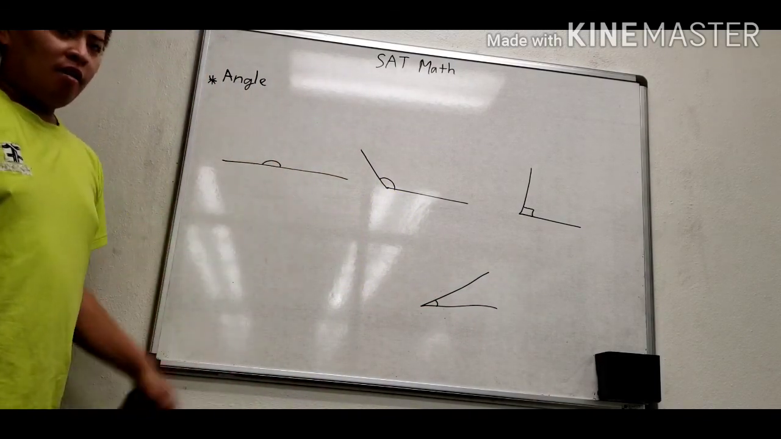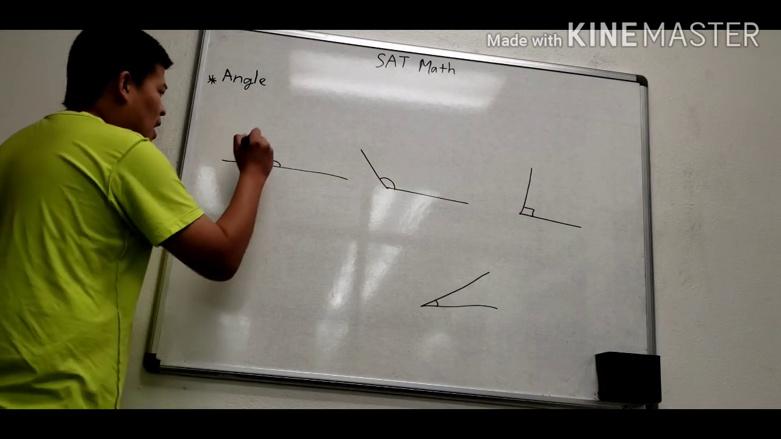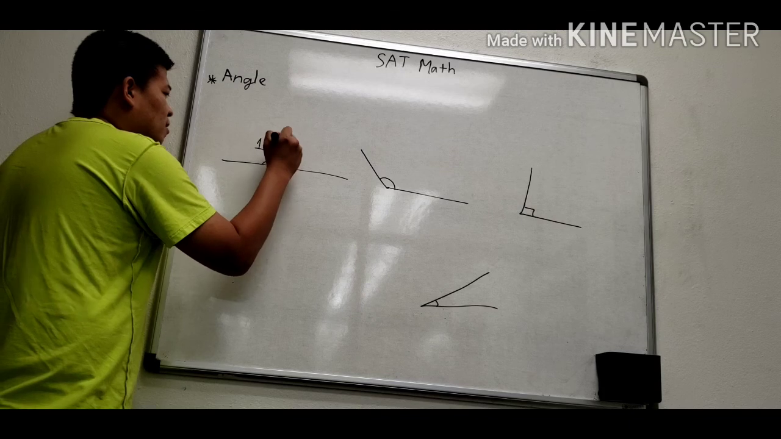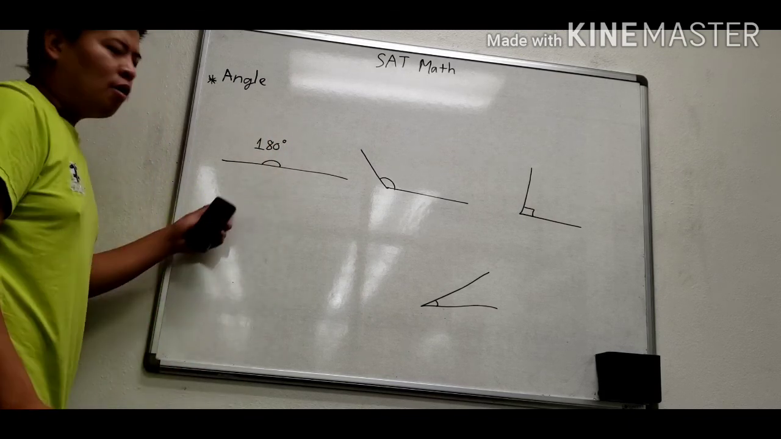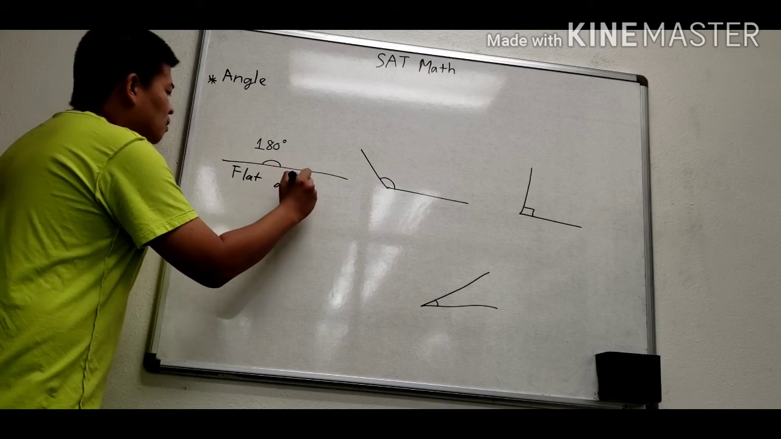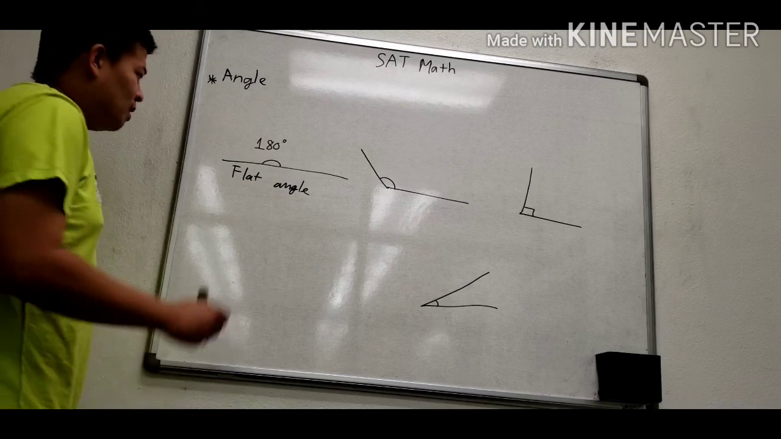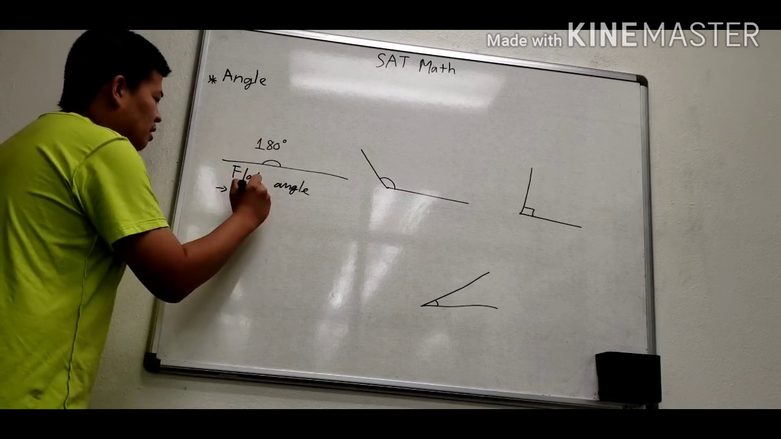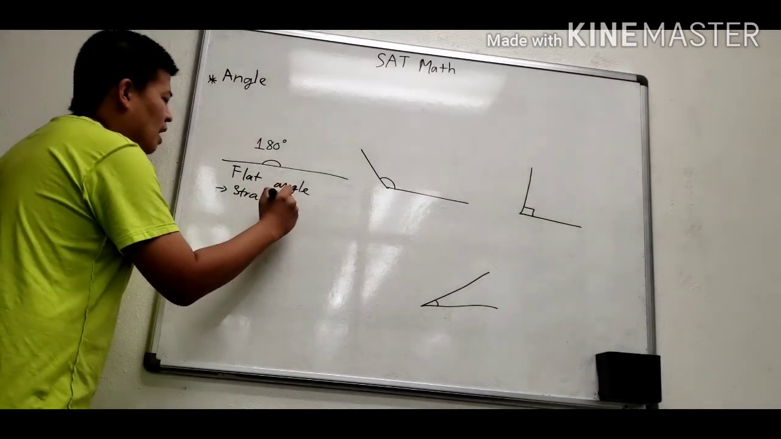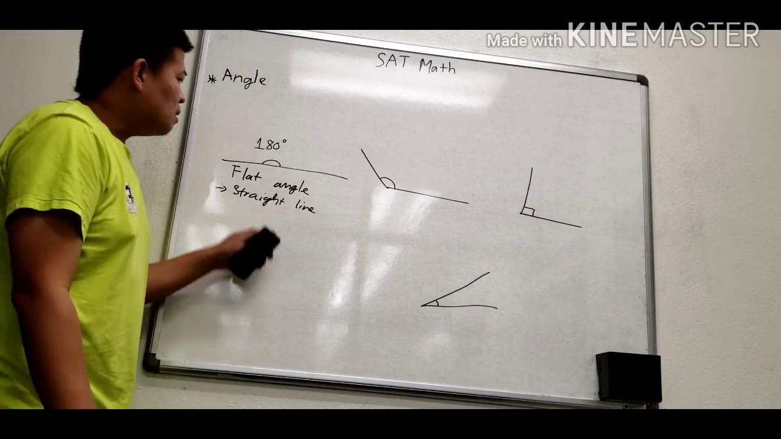There are four types of angle we need to learn about. The first one is 180 degrees. This is what we call a flat angle, and we can also call it a straight line. This is the first one.